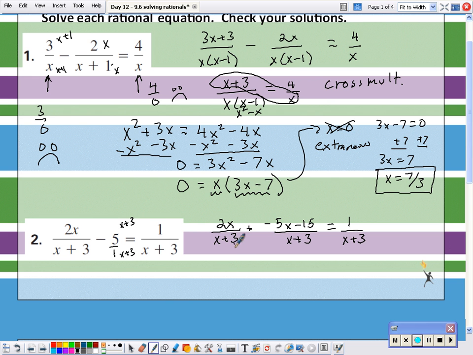When I add together the left side of my equation, I'm going to get negative 3x minus 15 over x plus 3 equals 1 over x plus 3. Now, I could cross multiply at this point, but that's going to create a lot more work for myself. I notice my denominators are identical. If you are in a situation where you go to cross multiply and the denominators are identical, what I can do is equate the numerators.